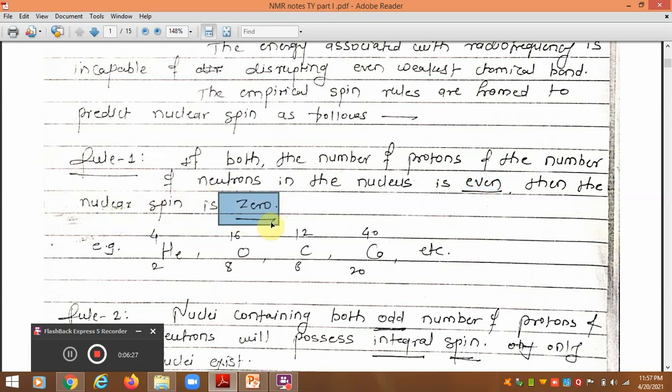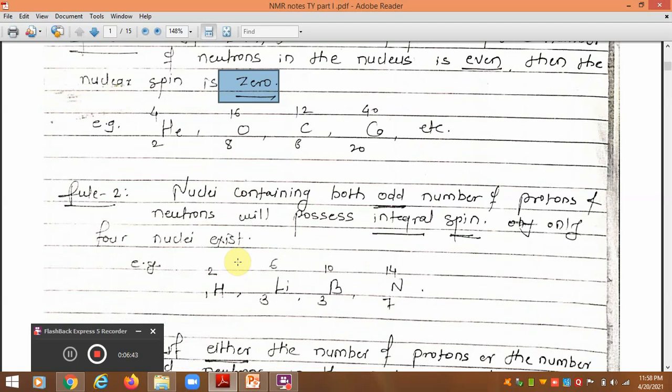And the examples like helium 4, oxygen 16, carbon 12, calcium 40, all these nuclei are having an even number of protons and an even number of neutrons. That's why their nuclear spin is 0, and these nuclei will not show NMR spectroscopy.